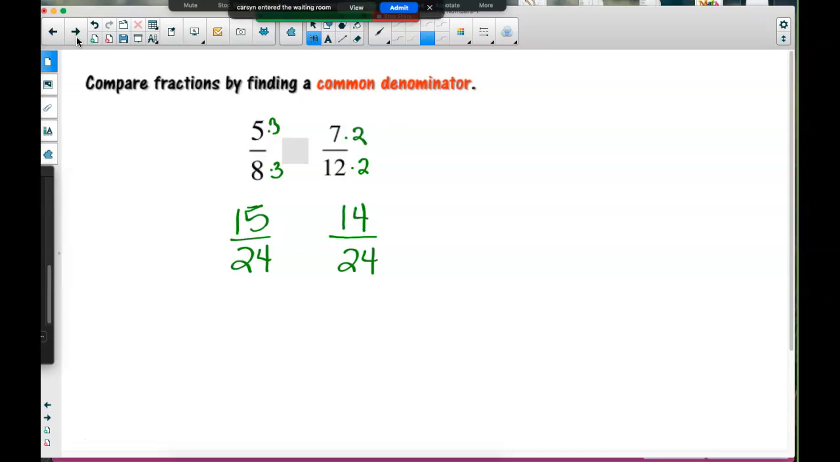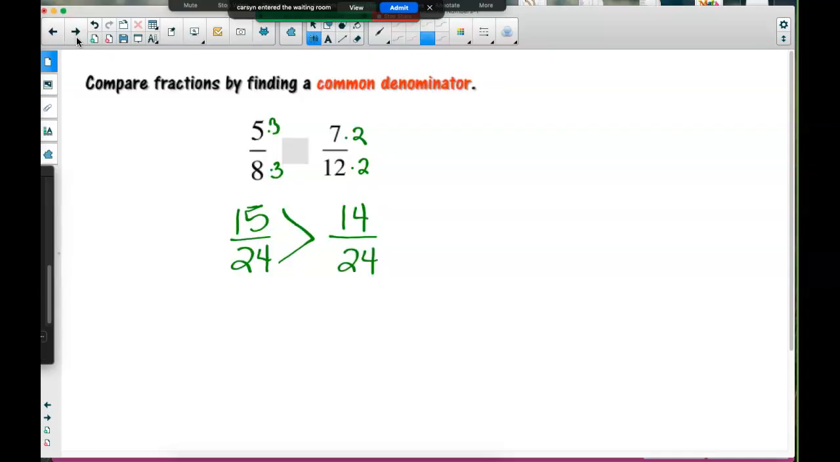Which is bigger, 15 24ths or 14 24ths? Which one's the bigger fraction? Which is bigger, 15 or 14? 15. So that's the bigger fraction. Okay? That's one way to do it. I have an easier way. Can I show you an easier way?